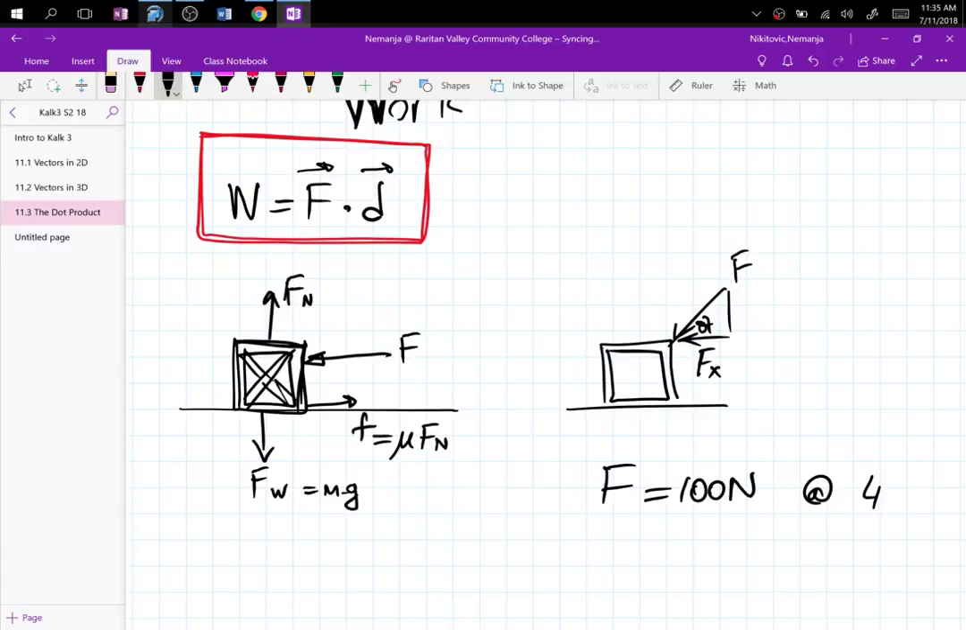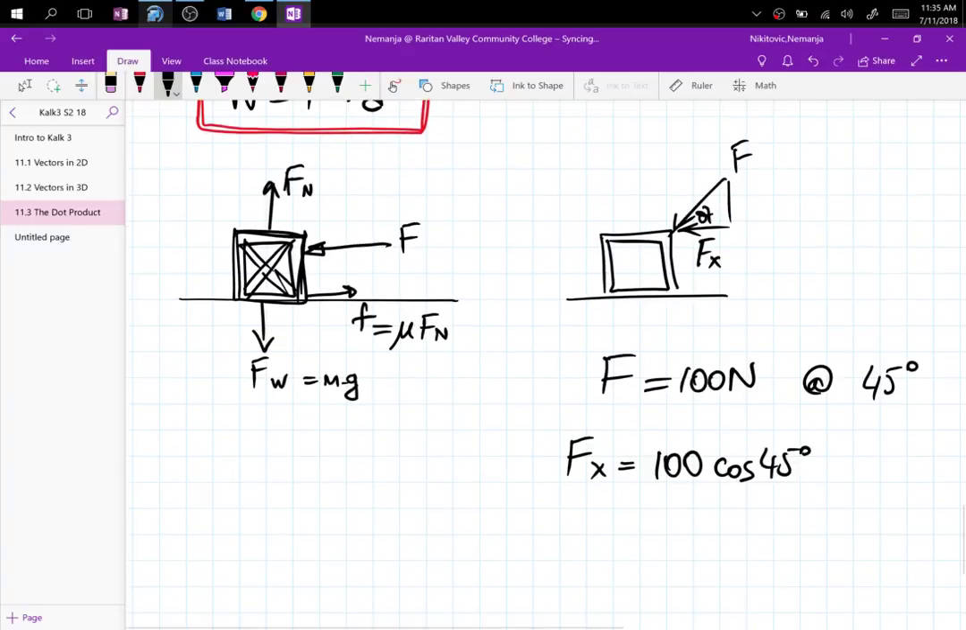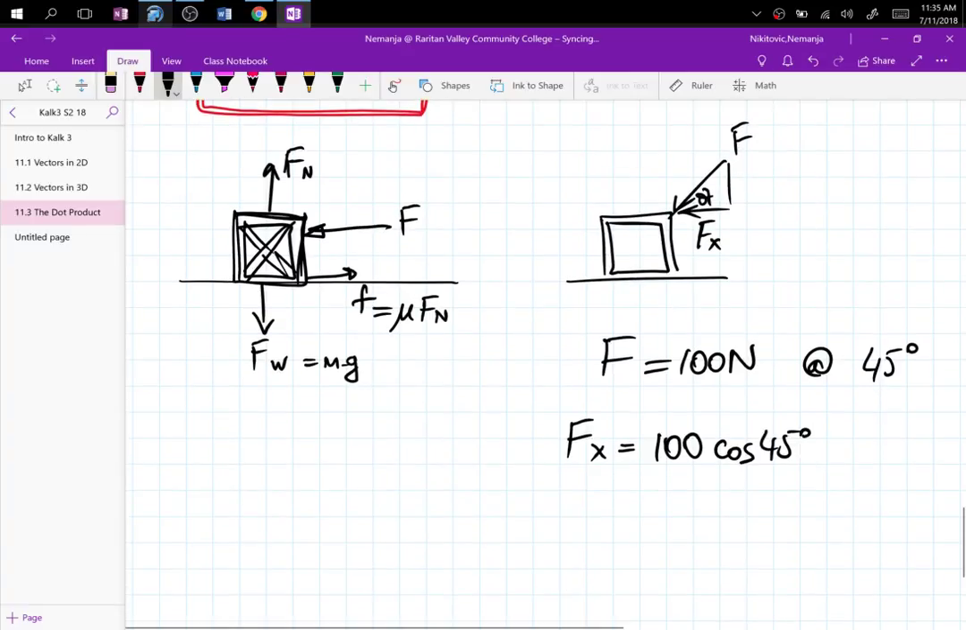Well, you have your force in the x direction to be, you see that this is adjacent, so that's going to be 100 cosine 45. 100 cosine 45 is about 70 newtons. You are wasting 30 newtons, and actually you are contributing those 30 newtons towards friction, right, which opposes your push.